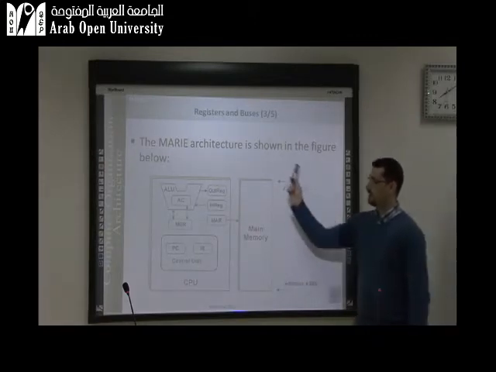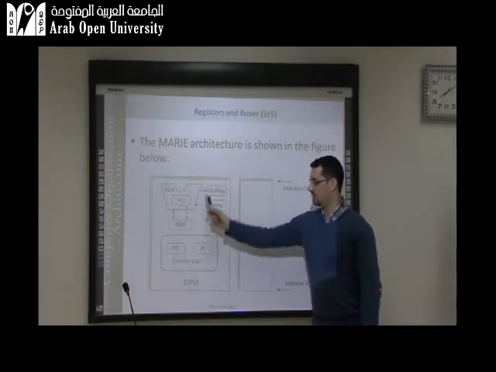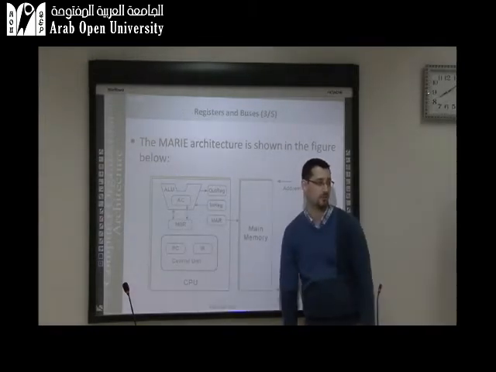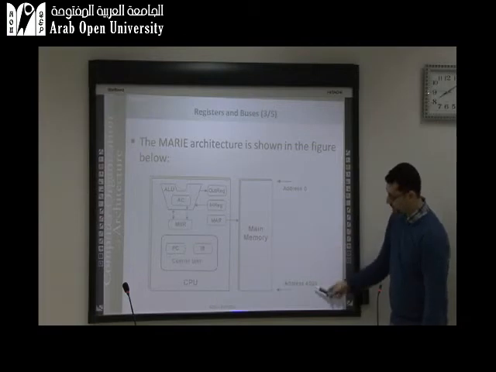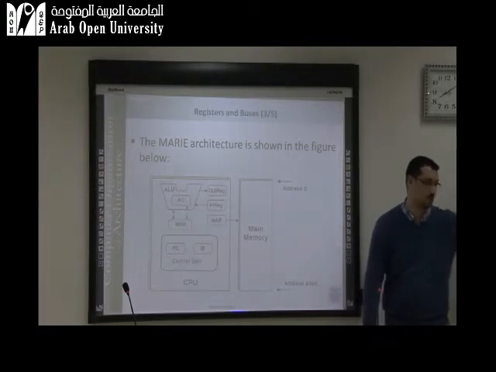So this is a general view of the MARIE architecture with the different registers, the arithmetic logic unit and the control unit, how it's connected to the main memory, and of course we have a connection with input-output devices. And these are the addresses going from 0 to 4095, and 4095 is 2 power 12 minus 1.